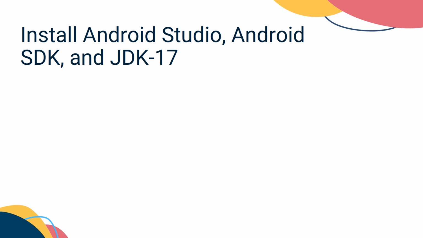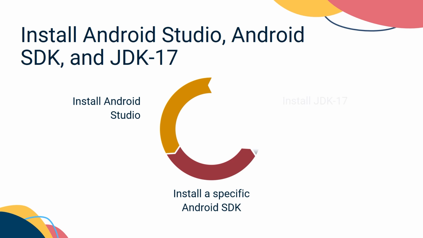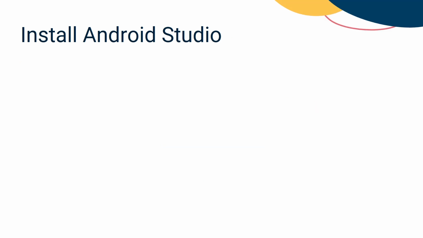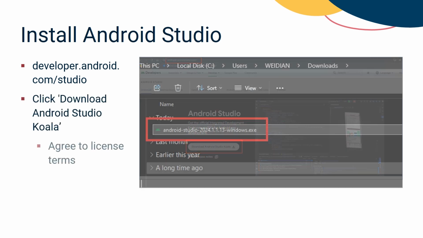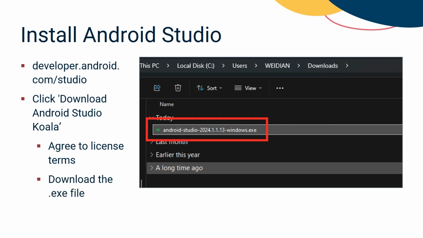While you can use any editor of your choice to develop your app, you will need to install Android Studio, a specific Android SDK, and possibly also JDK 17, in order to set up the necessary tooling to build your React Native app for Android. To install Android Studio, first navigate to the download page at developer.android.com/studio. Click the button to download Android Studio Koala, agree to the license terms, and download it.